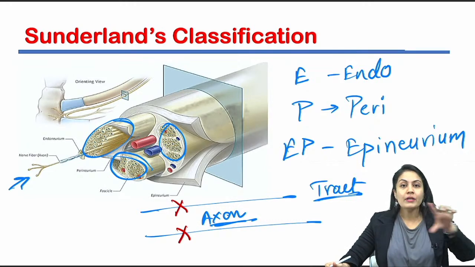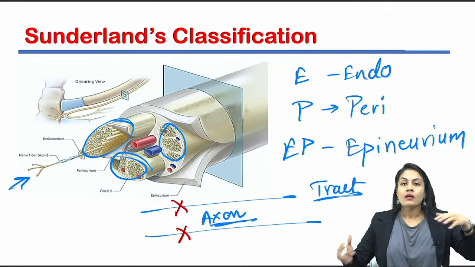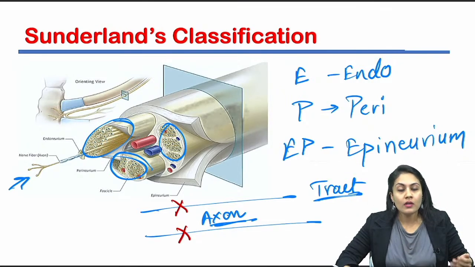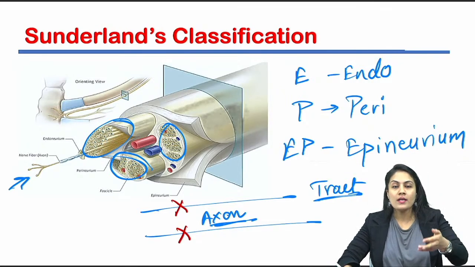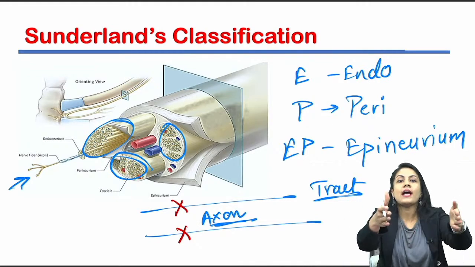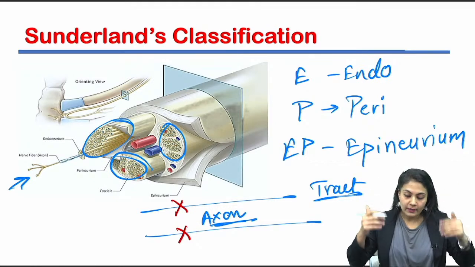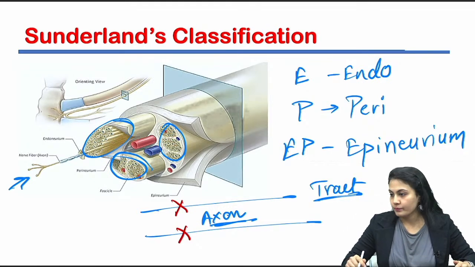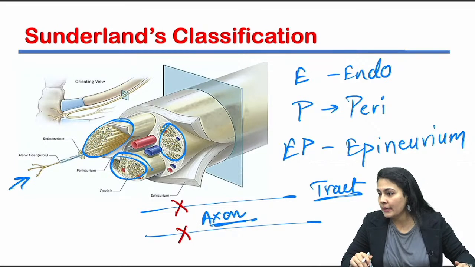If the track is damaged, that means the covering is damaged, then when nerve growth factors are stimulated, the Schwann cells or the oligodendrocytes do not know in which direction they have to go. So in the repair also it is going to be bad. So please remember the epineurium.